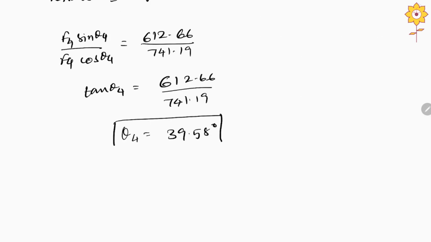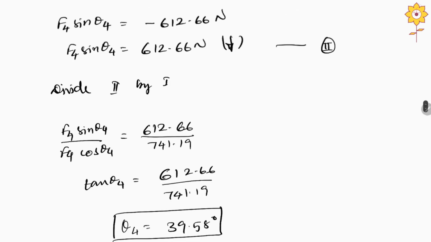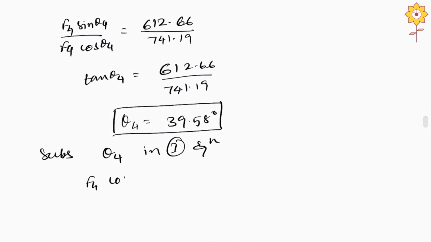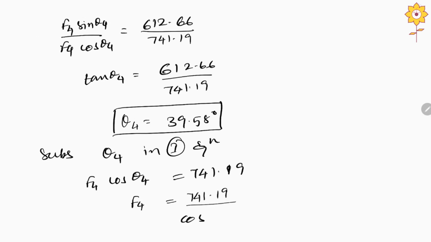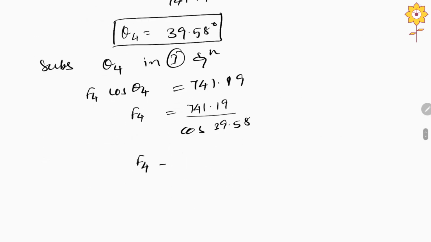So we found out theta 4 as 39.58 degree, and you can substitute this theta 4 in the first equation. What is the first equation? That is f4 cos theta 4 will be equal to 741.19, and f4 will be equal to 741.19 divided by cos of 39.58. So if you do this calculation, we will get f4 as 961.67 Newton. So this is our f4.